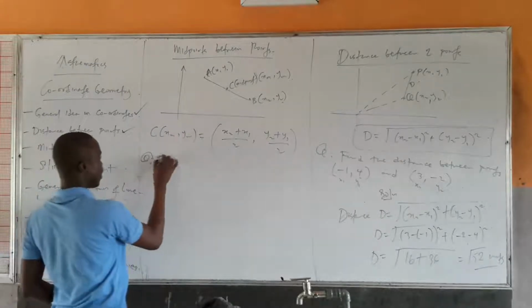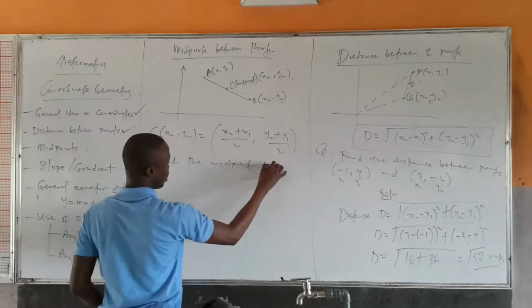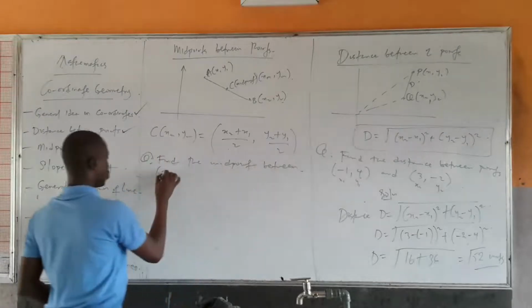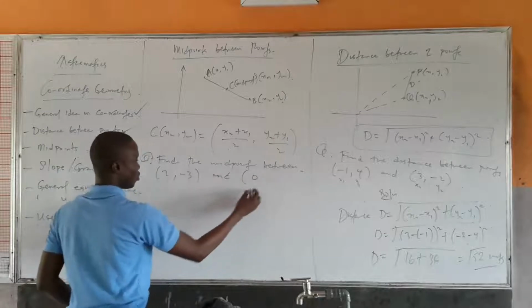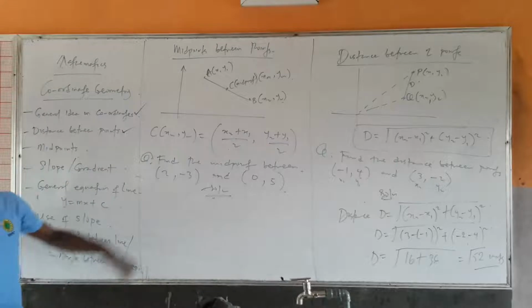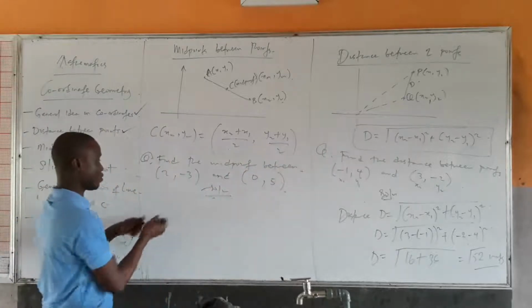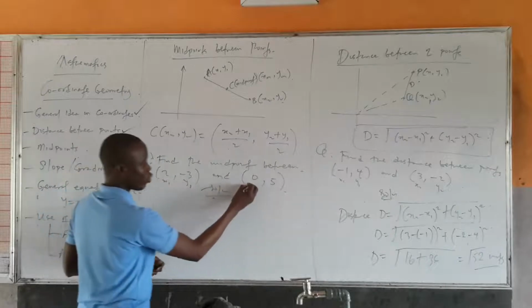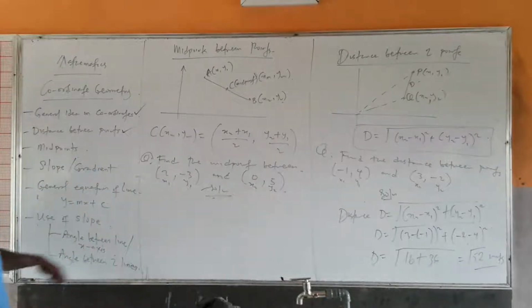So if you have a question like this, find the midpoint between 2, minus 3 and 0, 5. I'll find the midpoint. All I need to do, remember, just like I told you in this case, you can use anyone for your x1 and y1. So I could use this for x1, y1. I could use this for x2, y2. Okay?